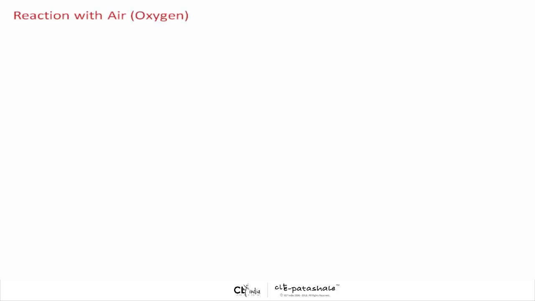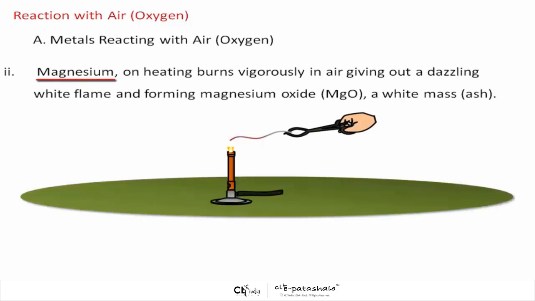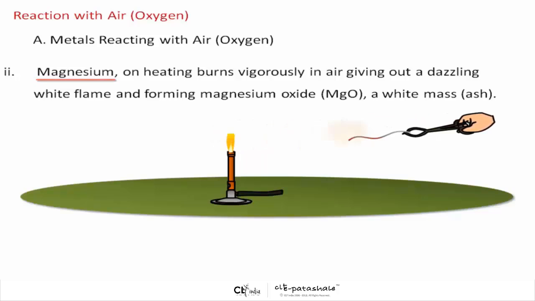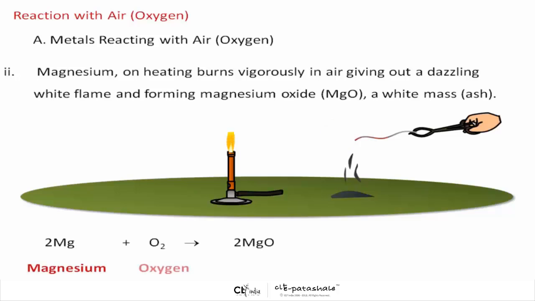Reaction with air, oxygen, metals. So here's another example. Magnesium. Magnesium on heating burns vigorously in air, giving out a dazzling white flame and forming magnesium oxide, a white mass. It is given by the formula 2Mg plus O2 gives us 2MgO. That is, magnesium and oxygen gives us magnesium oxide.